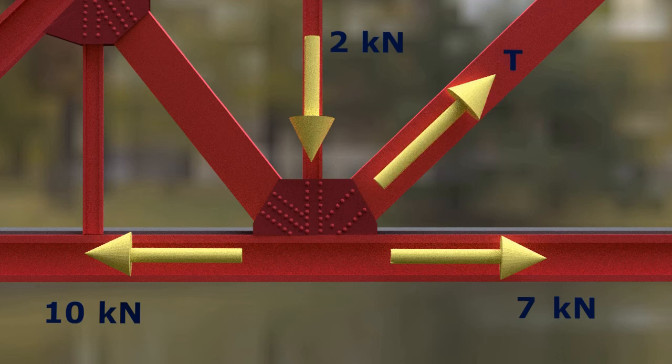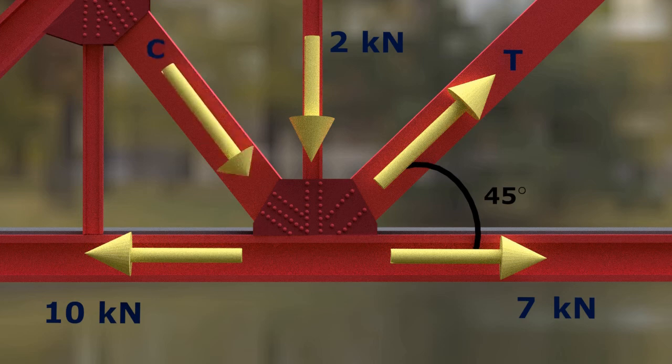Force T is acting on inclined member making 45-degree angle with horizontal, and force C is acting on inclined member which makes 30-degree angle to vertical. Here we want to find out the magnitude of forces C and T. First step is to draw the free body diagram.